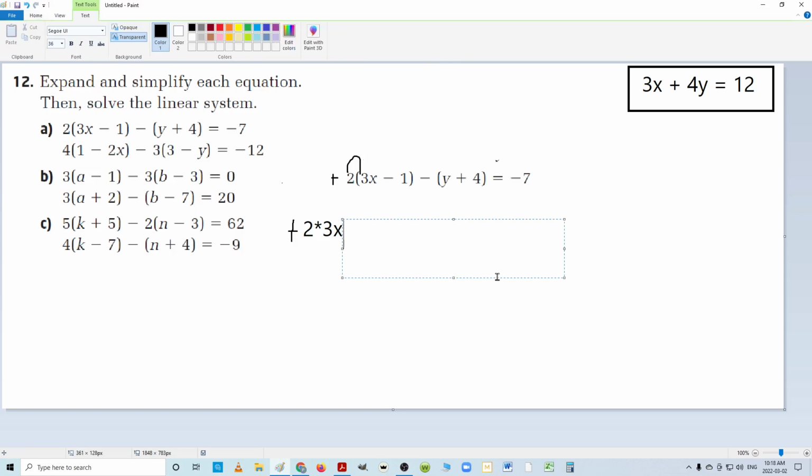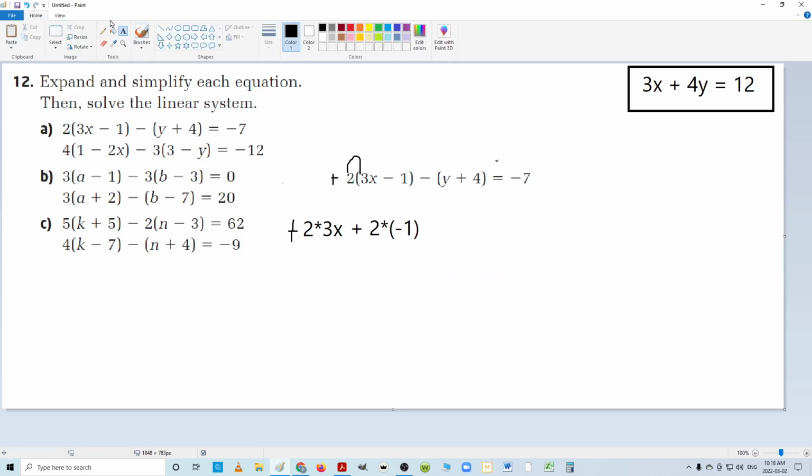And then it's positive 2 times the next term. And I can just write positive 2 times minus 1. And that little multiplication symbol reminds me that I'm going to end up with a plus or a minus, but in the meantime, those things are multiplying each other.